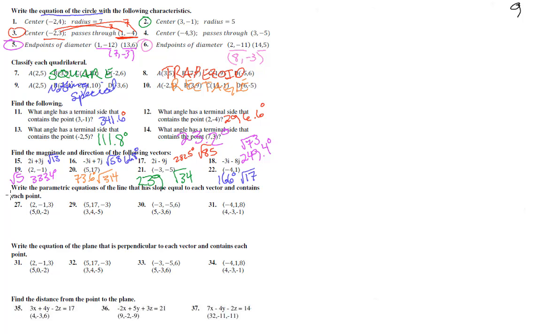Number 27, it says write the parametric equations of the line. So that means we need something like x equals mt plus where we start with x naught, and y equals some other slope times t plus y naught, and z is going to be some third slope times t plus z naught, and this is our parameter. That's why they're called parametric equations, a parameter.